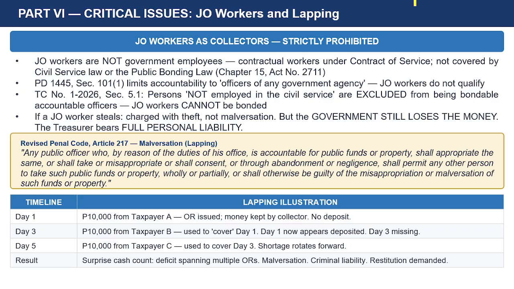A job order worker cannot be bonded and therefore cannot, as a matter of law, ever be a legitimate collecting officer. If a job order worker steals collected money, the criminal charge is theft, not malversation, because the legal element of public officer is absent. But the government still loses the money regardless, and the treasurer who knowingly allowed a job order worker to handle collections bears full personal liability. This is a documented, recurring finding in local government audits nationwide. Next slide.